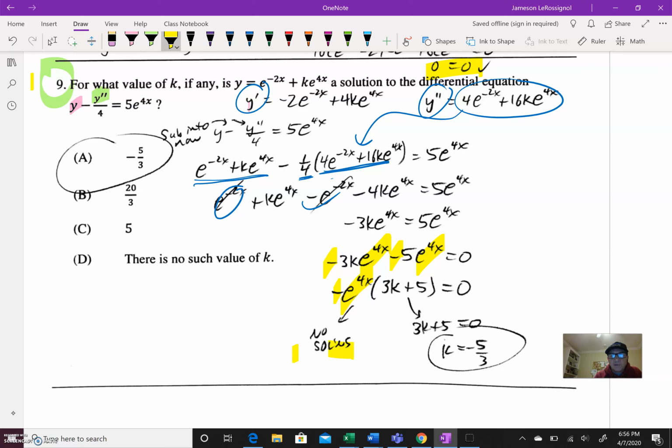Of course, we get no solutions on an e to the 4x because that's an exponential growth function. It does have a negative out front. If somebody was asking what does e to the 4x look like, that would be this, and negative e to the 4x would look like that. But either way, it is never going to be 0. There's the 0 line. It's never going to get there. All right, so we solve the other equation. We get k equals negative 5/3, and we're done with number 9.